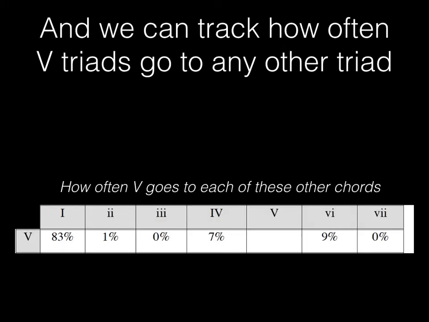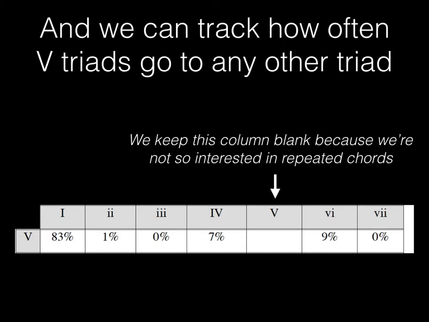So we could create a tiny little table like this, for instance, which shows how often 5 goes to each of these other chords. So how often 5 goes to 1, how often 5 goes to 2, how often 5 goes to 3, and so on. And we're going to keep this column blank because we're not so interested in repeated chords. 5 going to itself is just 5.